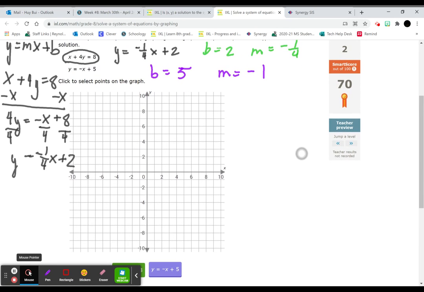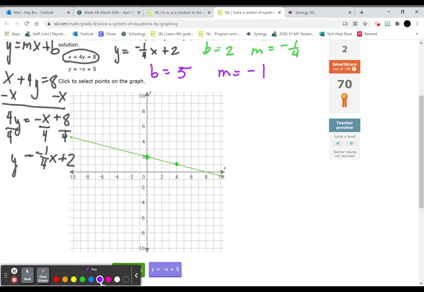So green line, b is 2. So let's go, the intercept is 2. M is -1/4, down 1, and then across 4. Cool. Those are the 2 points to make our line. Okay, now our second line: b is 5. Let's go up to 5, and slope is -1, so down 1 over 1. Okay, cool. Easy enough. Let's choose the second line here, and 5.